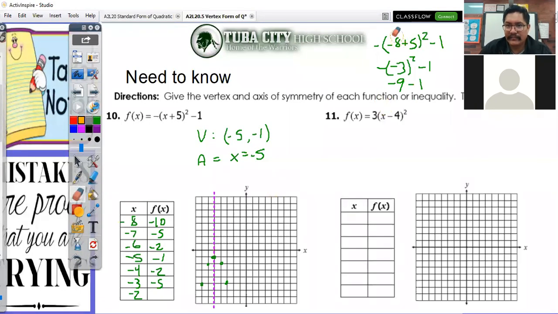Now, just for completion or checking, let's put in -2 in there. So in this case, this is 5 minus 2, which is 3. And if I square 3, I get 9 also. But this negative will jump on the 9, so it wouldn't make much of a difference. And I get -10. And there we go. Now we have our table filled out.